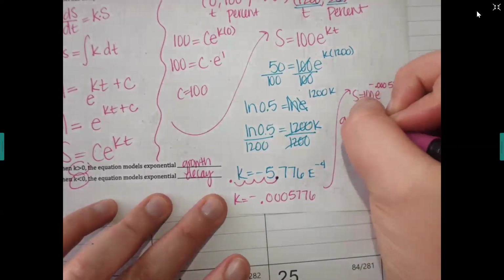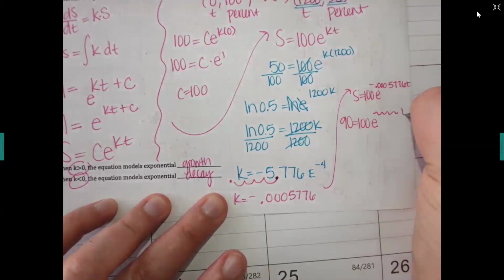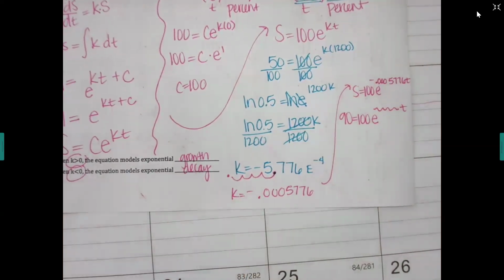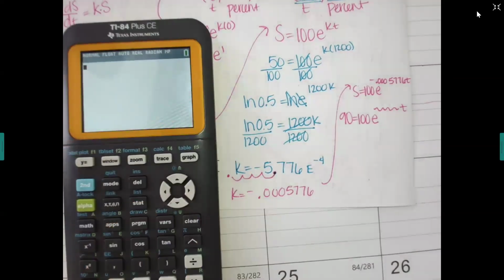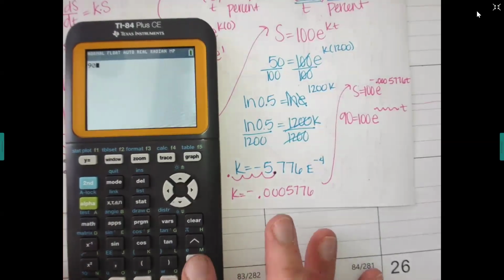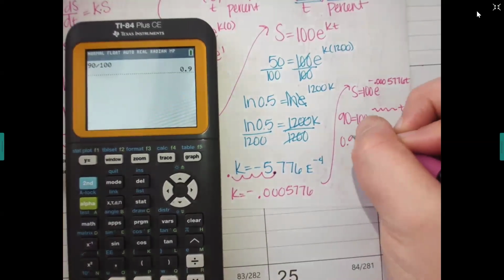And then you would solve. So it'd be 90 equals 100e to the blah, blah, blah t, because I don't want to write that number again. And then from there, let's solve the rest in the calculator. What number should you type in first? 90 divided by 100. 90 divided by 100 is 0.9.